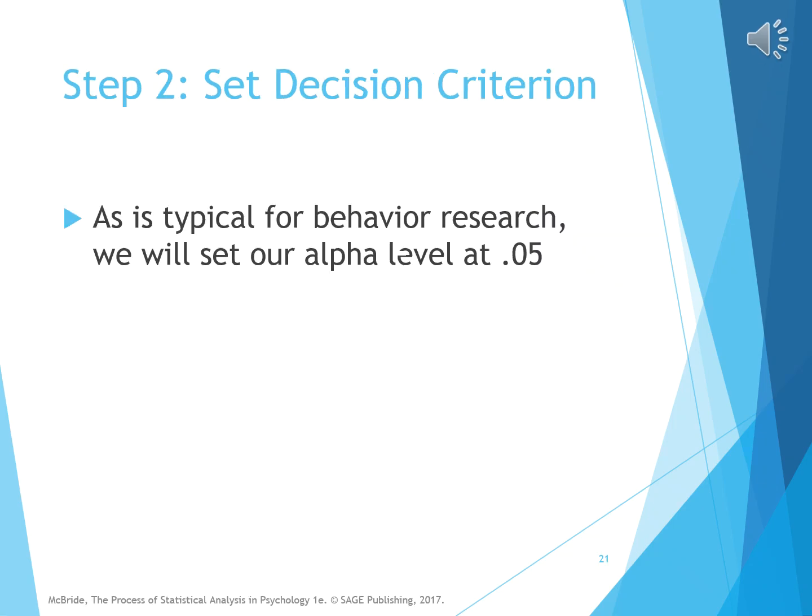Step 2, we're going to set our decision criterion. As always, we're going to be using an alpha level of 0.05.